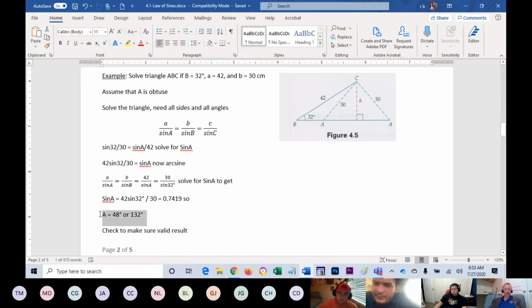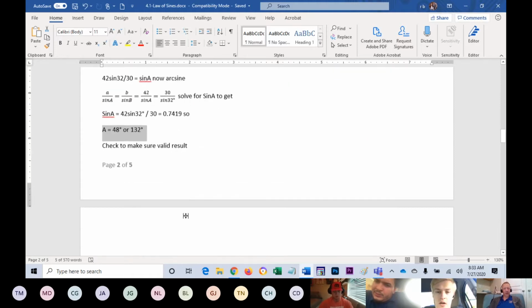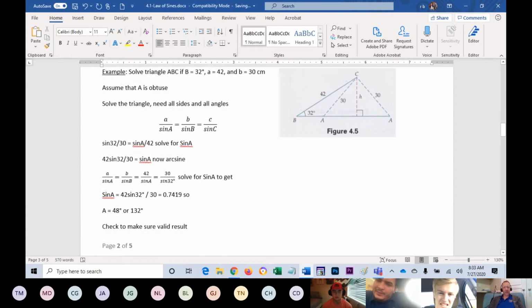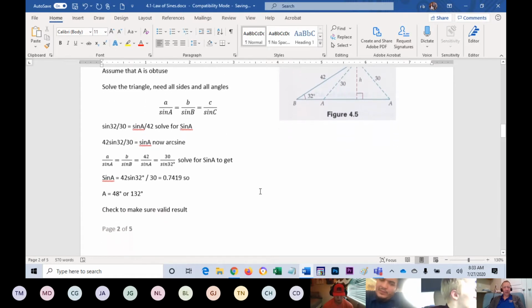So remember, this is the case where we've got two different triangles, and we want to include both of those potential angles. Yes. Okay. And so the idea here is, where would the 132 fit in that figure 4.5? So the 132 would be right here. Now, a couple of things that we didn't do. There's two different triangles we can do, so we probably should have labeled that A as A prime.